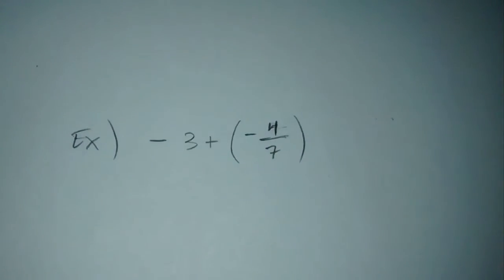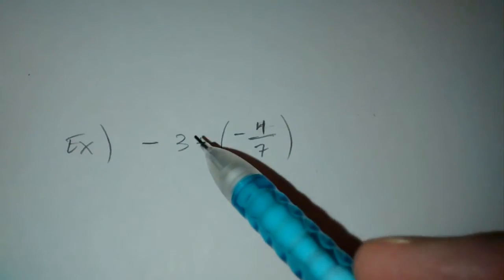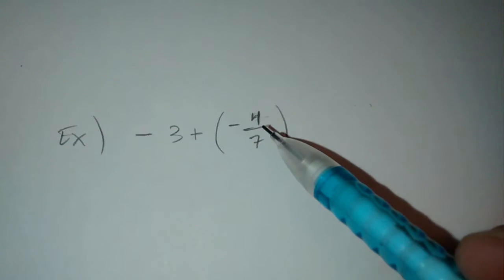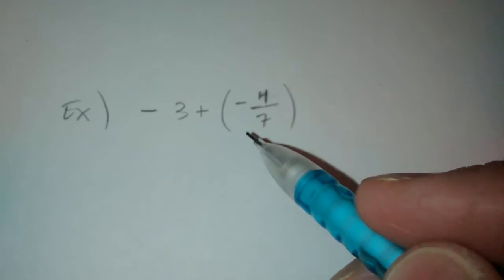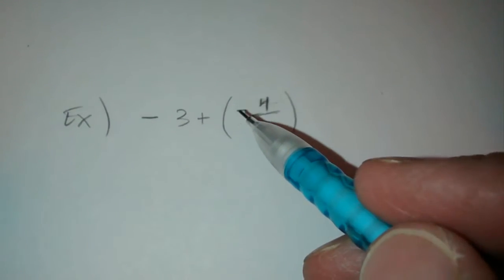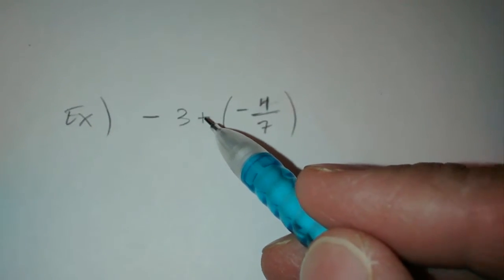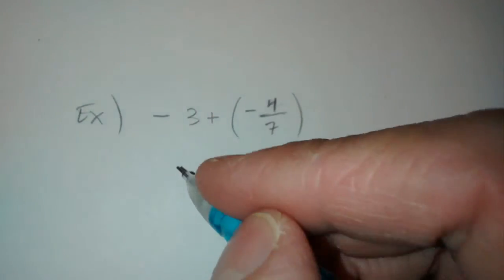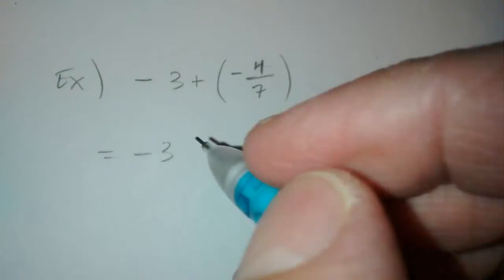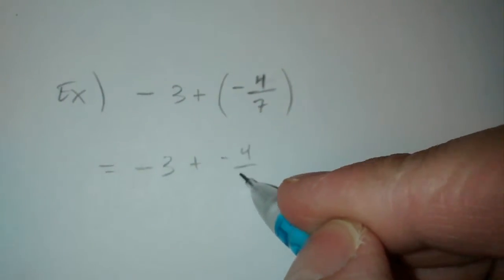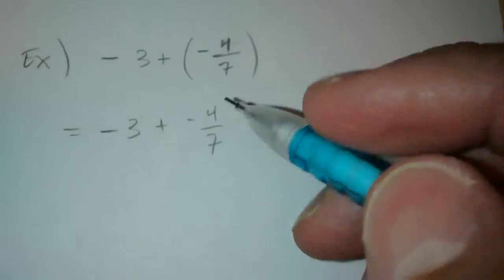Let's look at this example. Hopefully this helps. Here we have negative 3 added to negative 4/7. This parentheses really just is there to differentiate between the addition and the negative there. So what we really have is this. So negative 3 added to negative 4/7.